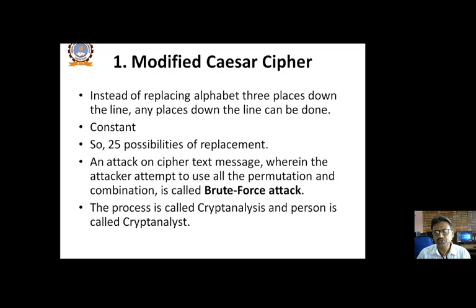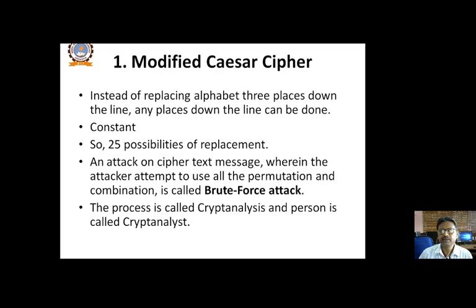if one is able to encode, another is also able to decode. Whenever we encode with the Caesar cipher method, we replace each alphabet by three places down the line, and whenever we decode, we replace each alphabet three places up. If A is replaced by D in the encoding process, D will be replaced by A in the decoding process. So it was a very easy method, and that method is not going to work for many years.